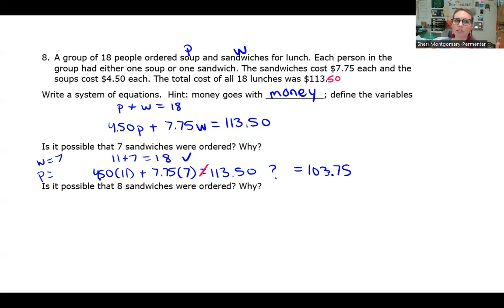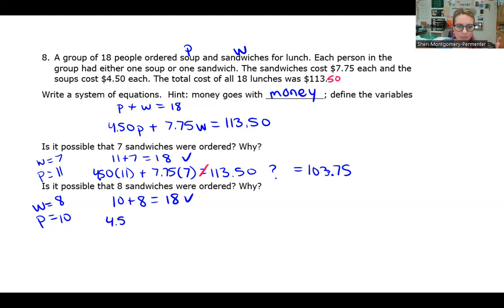So it says, is it possible that 8 sandwiches were ordered? I don't know. So if there are 8 sandwiches, then how many soups had to be ordered? 10, very good. So that first equation, 10 plus 8 equals 18. That one's always going to work because we're going to figure out the number that makes it work. But the second one, we're going to check it.